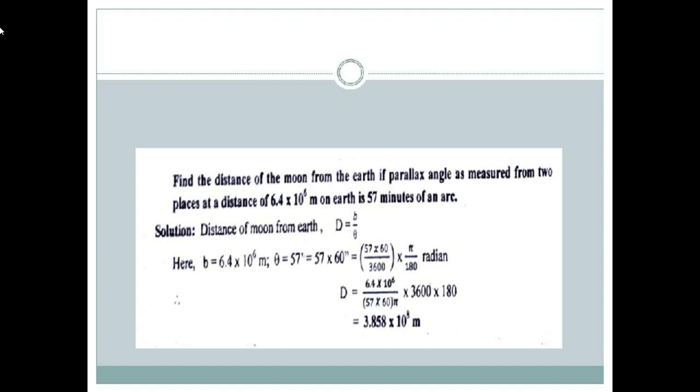So 57 into 60 will convert it into seconds. Then we will convert it into radian. The formula is divided by 3600 into pi upon 180, and substitute the values in the formula. When you substitute, you will get 3.858 × 10^8 meters.